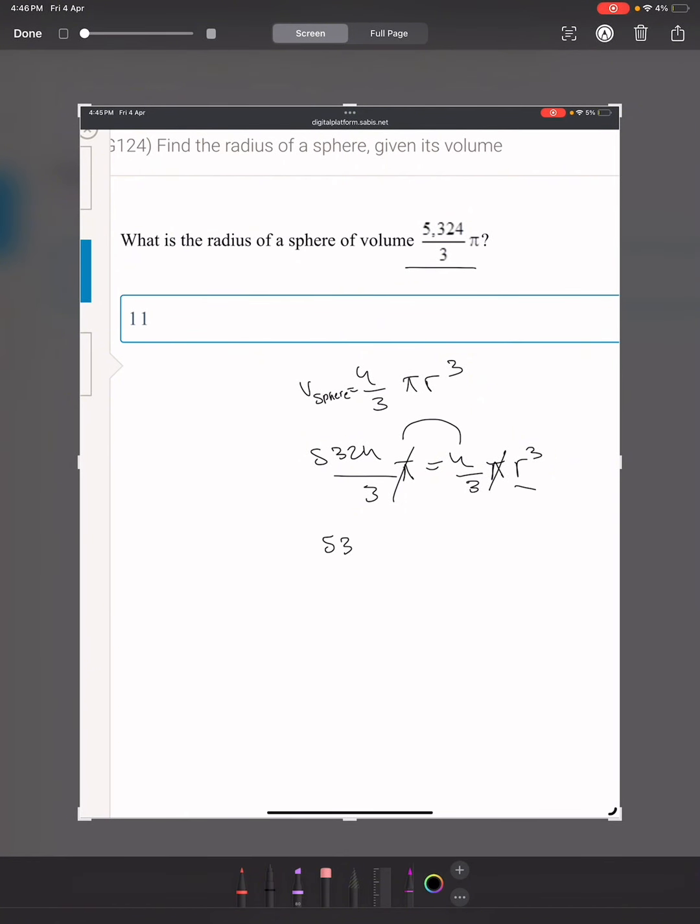You get 5324/3 divided by 4/3 equals r cubed. You put this on your calculator, you get 1331 equals r cubed. Now what you're going to do is shift radical. It's going to be the radical of 3. Okay? You get 11. You get r to be 11, and that's the answer.